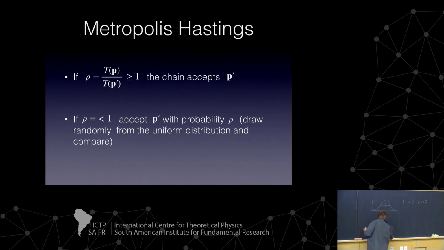Univariate distribution between 0 and 1. You draw one number, and let's call that number x. You just compare that with rho, and whichever one is larger decides whether you accept p prime or whether you throw it back, and you draw again from this Gaussian. It's a very simple process, and it's actually very easy to code up.